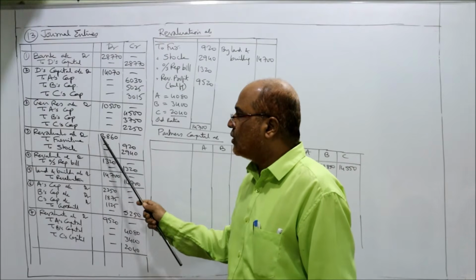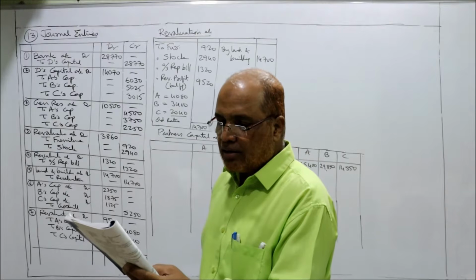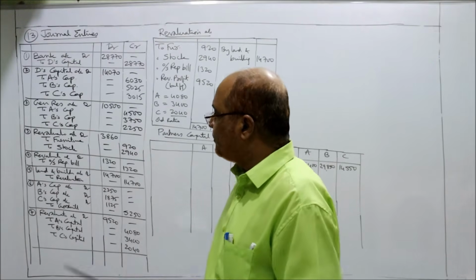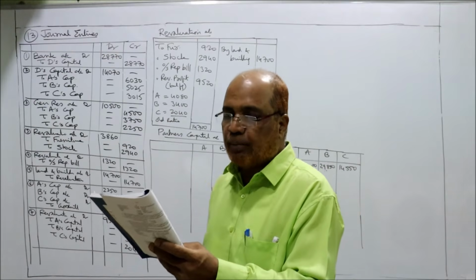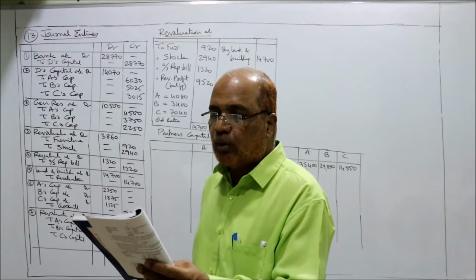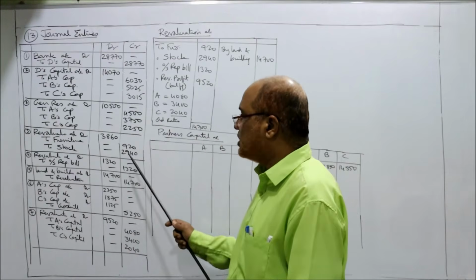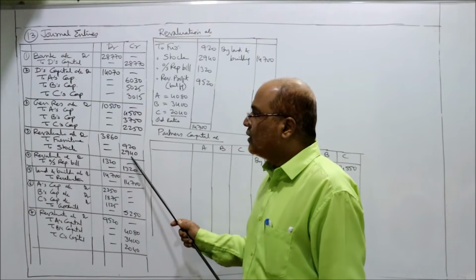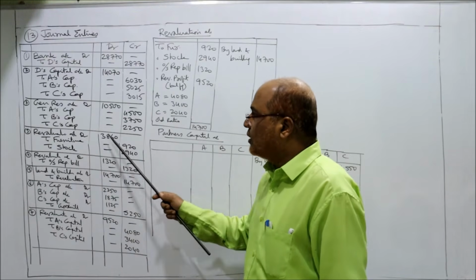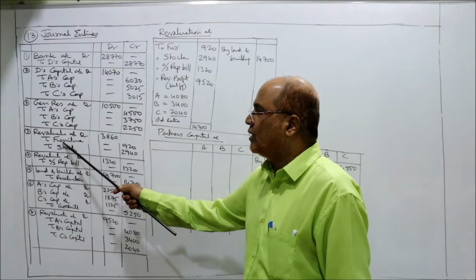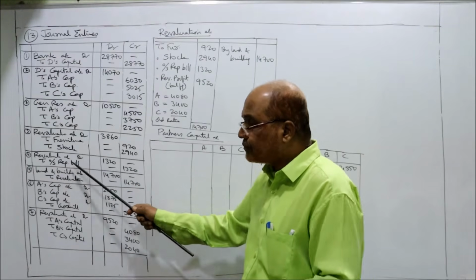Now revaluation account debit to stock, to furniture. It is given the furniture be depreciated by 920. So furniture is depreciated by 920. That stock be depreciated by 10%. Stock's value is 29,400, so 10% of 29,400 is 2,940. So furniture and stock are depreciated. Add both, 3,860. Revaluation account debit to furniture, to stock, being the value of stock and furniture depreciated.